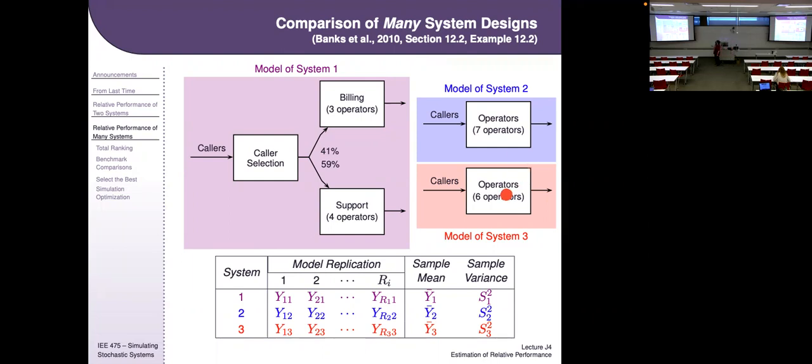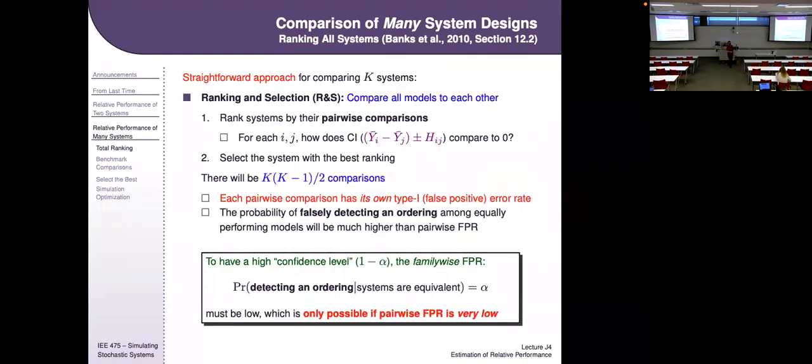What if we have 6 operators working instead of 7? How is that going to affect performance? So now I want to compare system A, system B, and system C together and see which system is best, or are 2 systems effectively the same? How do I do that? I've only talked about how to do this for 2 systems, not 3.